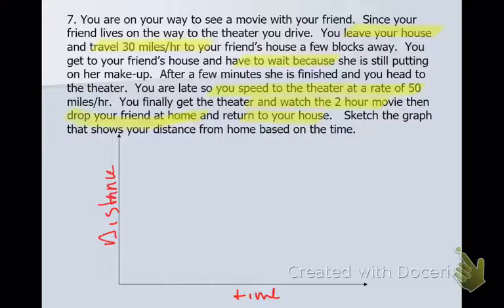Now, you're starting at home, so your distance is going to start at 0. So you go to your friend's house at a decent speed, whatever. You got to wait for 20 minutes because she's putting on her makeup. All right? Then you're late, so you speed, so your rate is faster. So you want to make this line a lot steeper, noticeably steeper. And then we're going to sit for 2 hours and watch a movie. Then we're going to drop your friend off. Now be nice and stop the car for a couple of seconds so that they can actually get out. Okay, and then go all the way back to your home. Don't go straight down to your home like your friend had to jump out of the car. Okay?